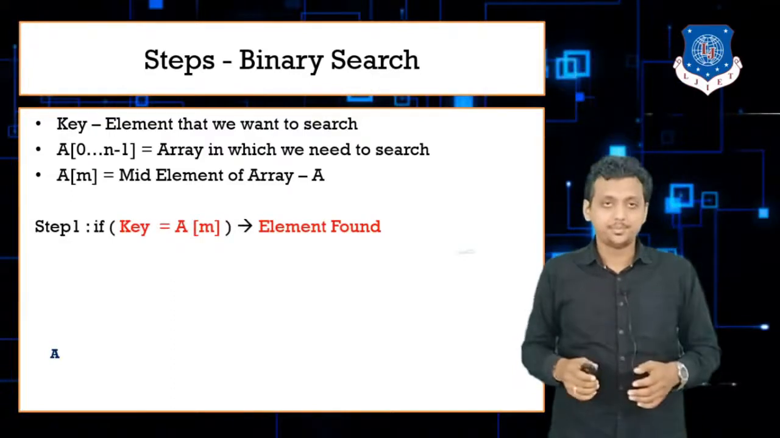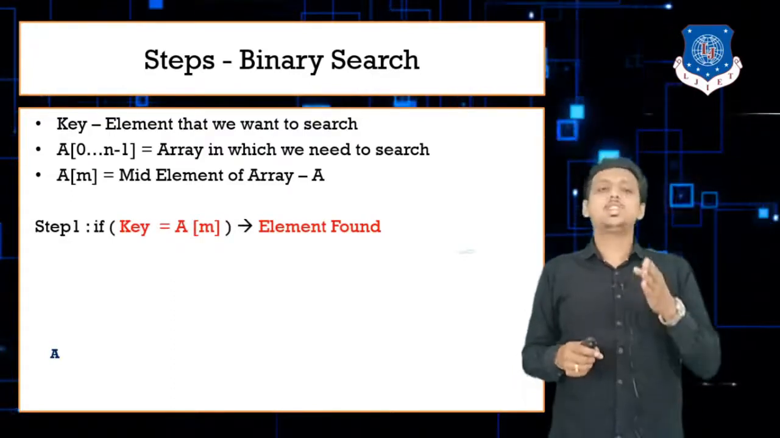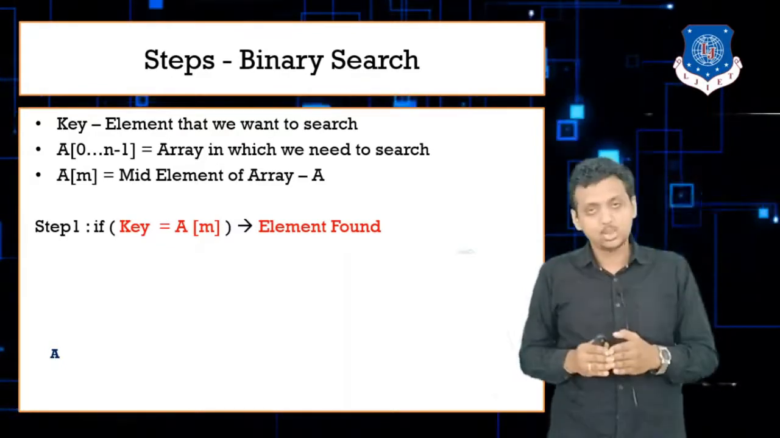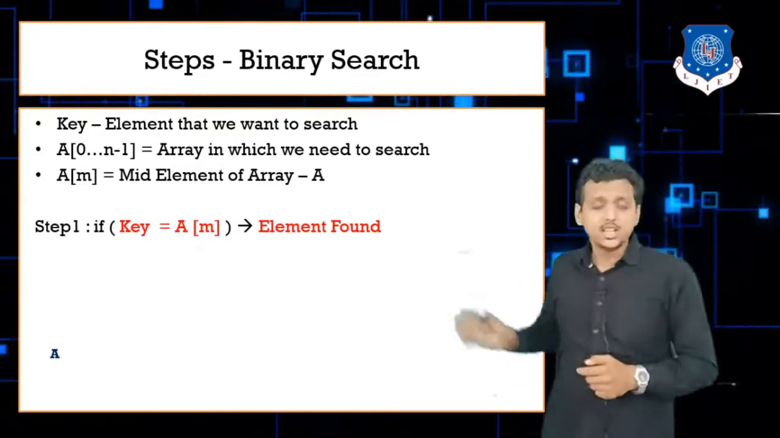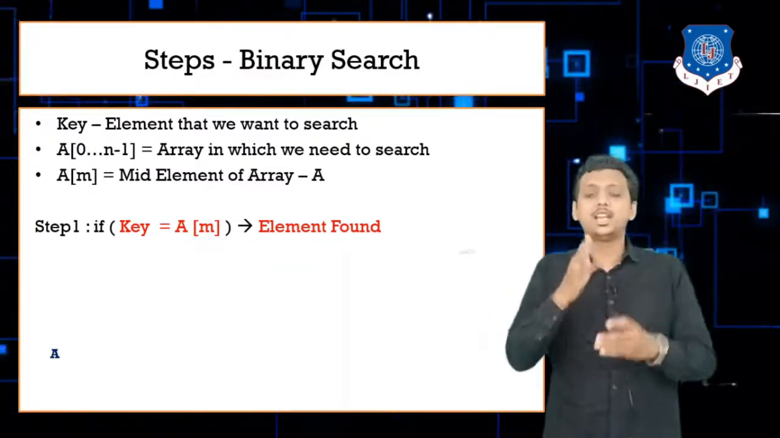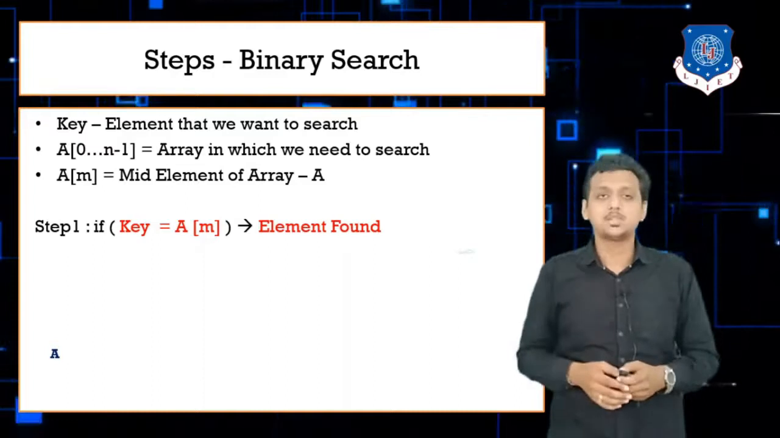See, step number 1. What I'm going to do is, first you just need to compare your key value with the middle element of the array. So here, if k is equal to a of m, that means your key is your middle element, then you can directly say that the element is found.